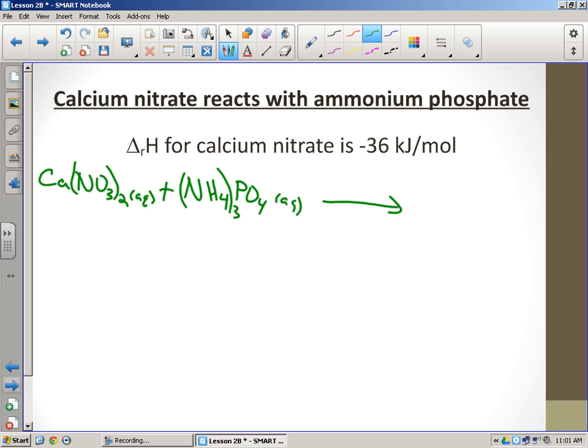So positive parts switch places. Calcium's a 2+. That's going to switch with ammonium, which is a 1+. So ammonium is going to come with the nitrate.